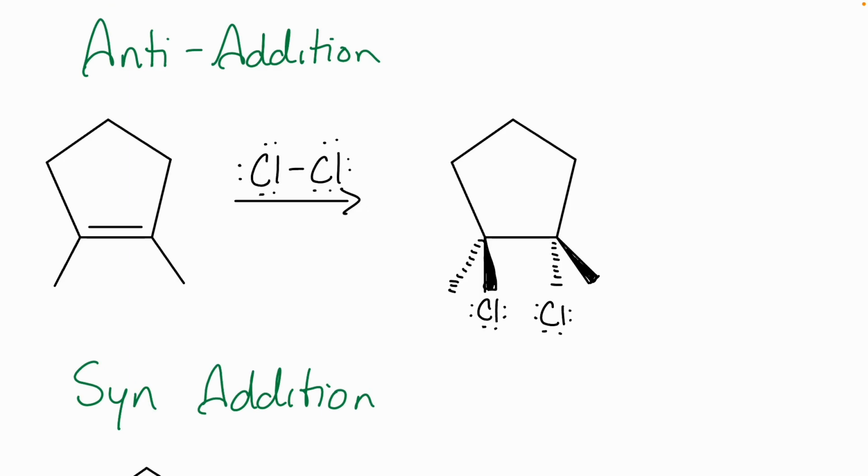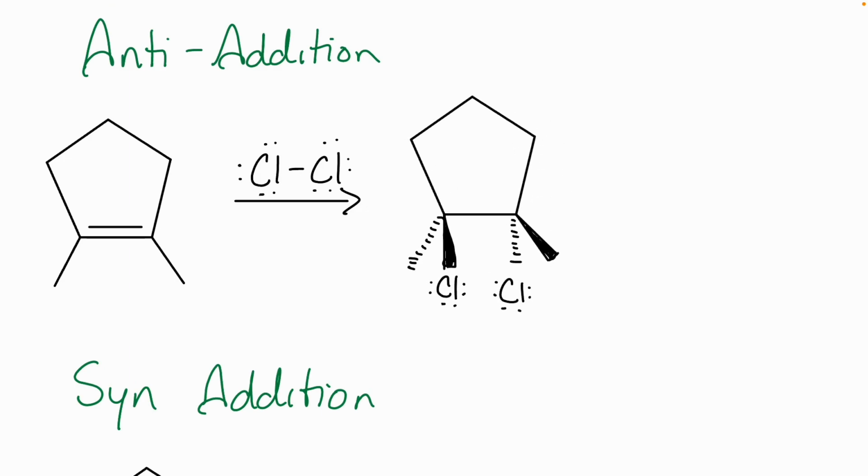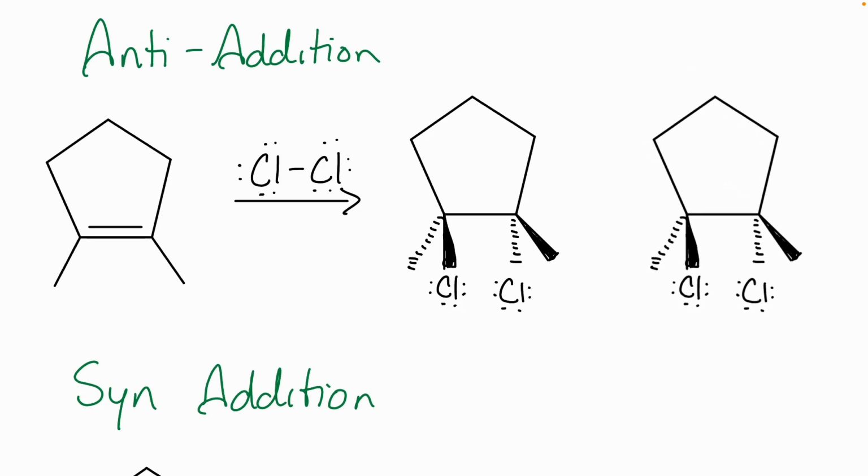And is this a meso compound? Be careful, I do have both dashes and wedges, but importantly those chlorines are pointed in opposite directions. So this is not a meso compound, so I have to be good and include them both. So move these over.